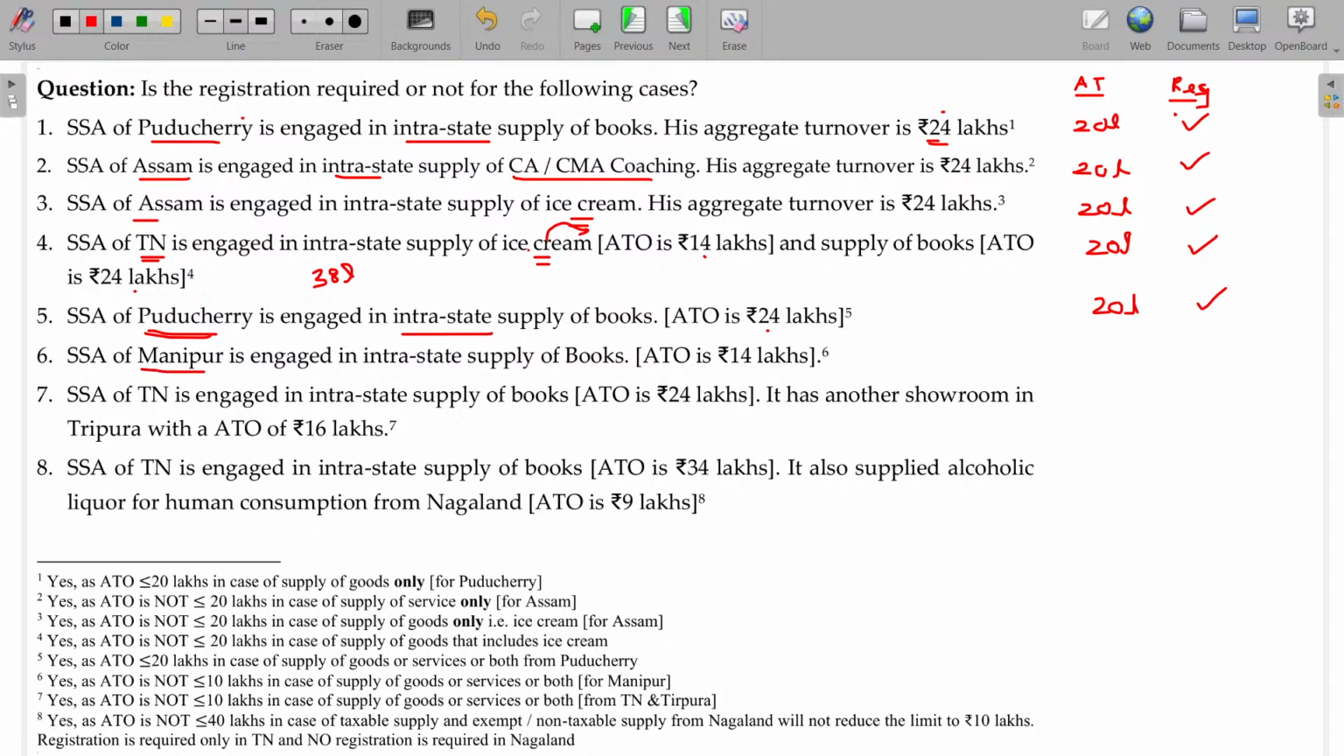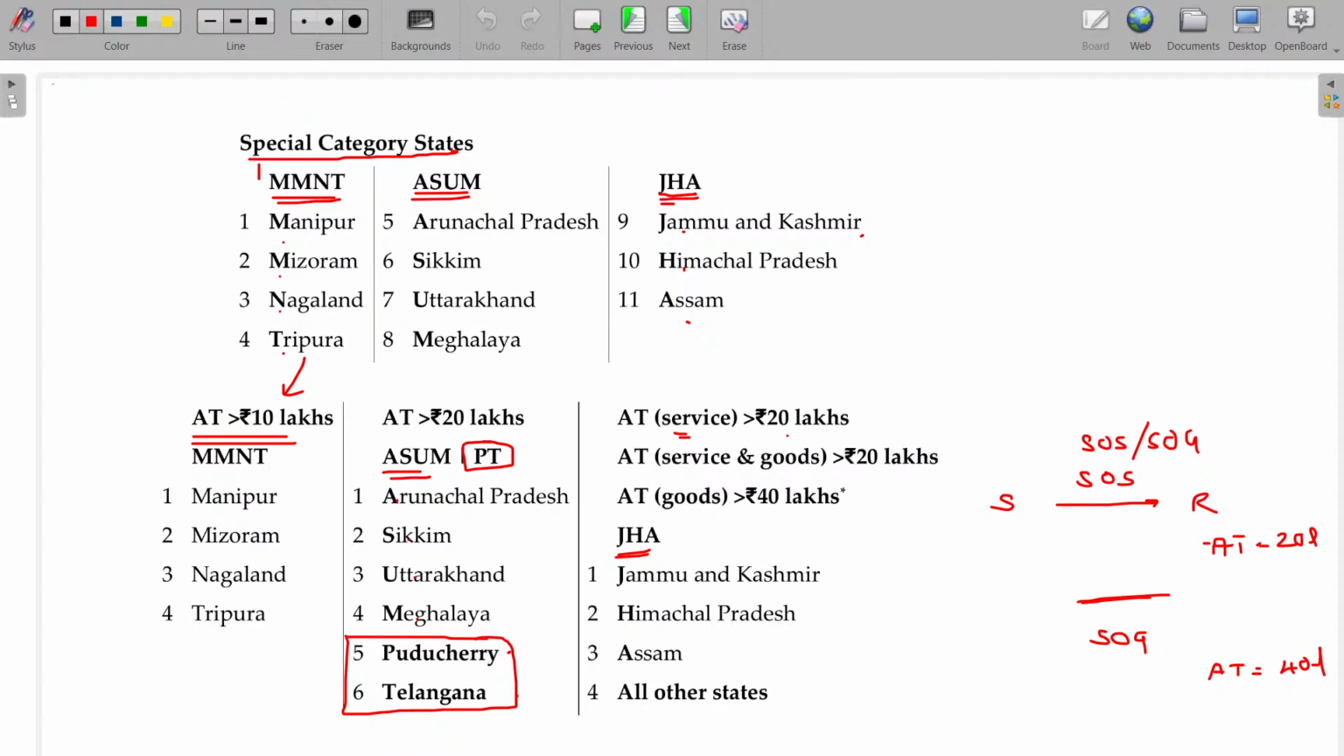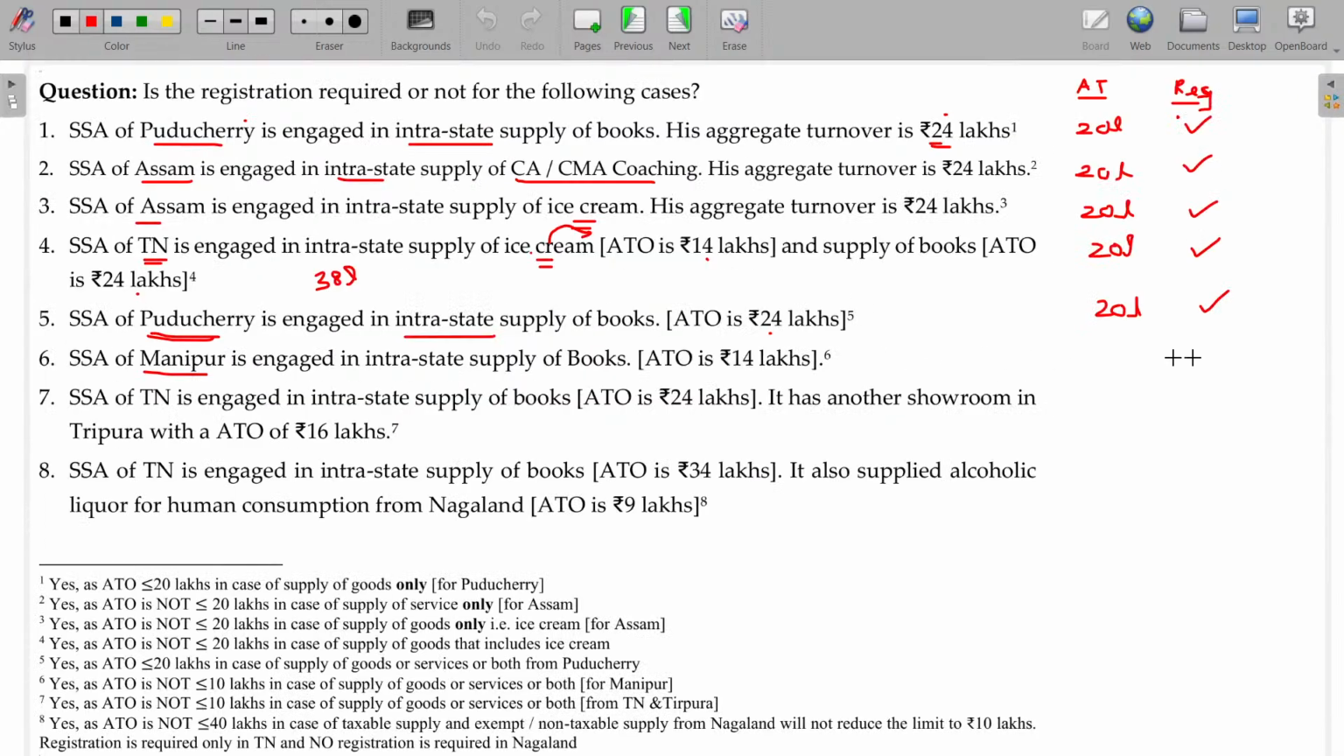A person in Manipur is engaged in intrastate supply. In the case of Manipur, MMNT: Manipur, Mizoram, Nagaland and Tripura. In these states, the limit is only 10 lakhs. So here 14 lakhs is the turnover. Definitely, of course, he has to go for registration.